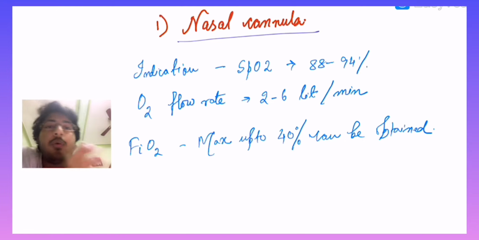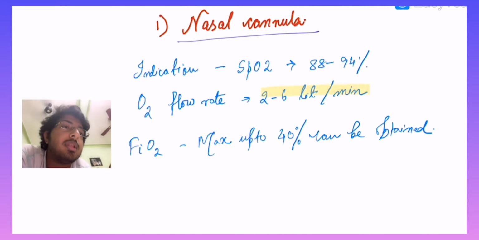Now this flow rate, that is 2 to 6 liters per minute, can be monitored and increased or decreased as and when required. If suppose the patient is having a very good oxygen saturation, even after having it at 2 liters per minute, then we need not increase it any further. We can decrease it below 2. So that's what we can regulate and check.